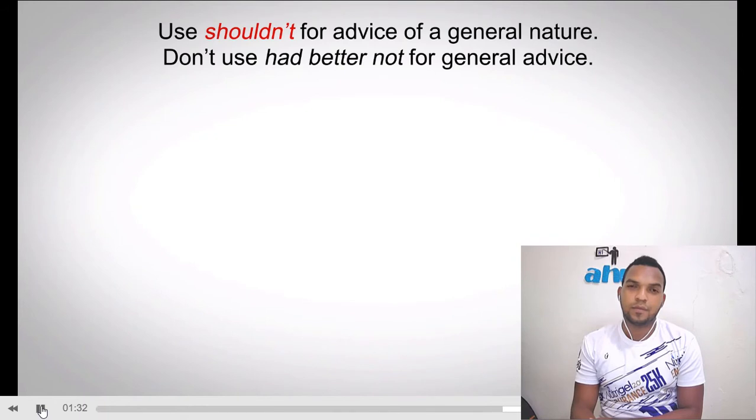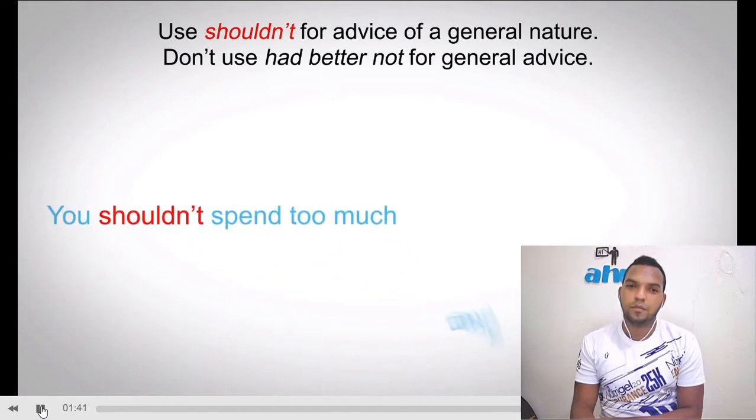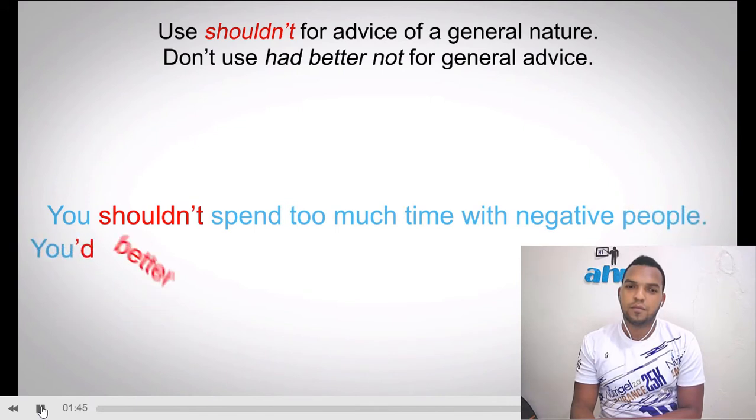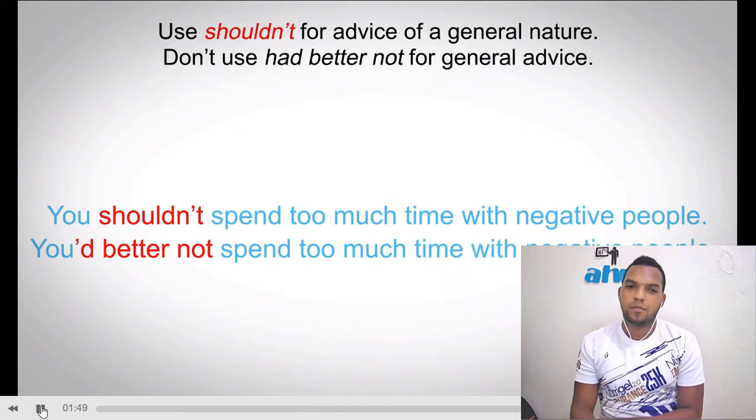Use shouldn't for advice of a general nature. Don't use had better not for general advice. You shouldn't spend too much time with negative people. You'd better not spend too much time with negative people.